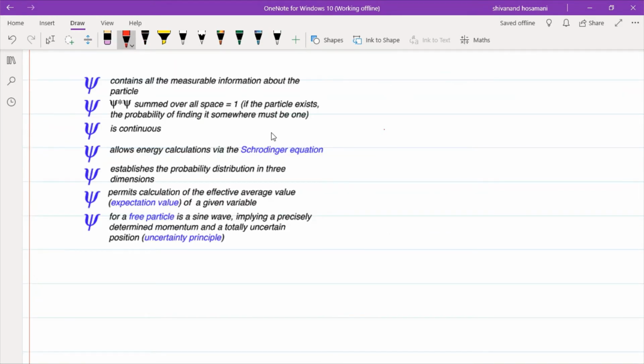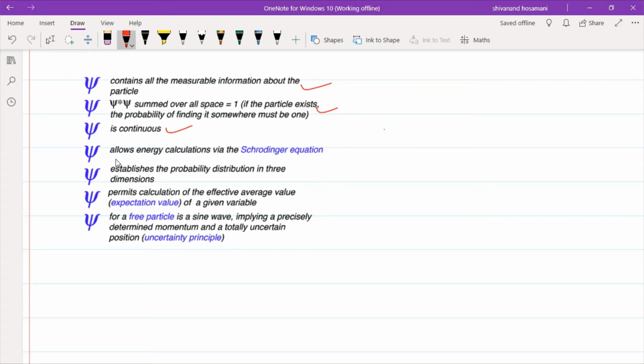The physical significance of this psi wave function or state function is that psi contains all measurable information about the particle. As I told, it gives information about the particle: where it is at time t equal to 0, where it is at a particular time t, right? Then this psi is a continuous function. I told you that psi star into psi summed over all space is equal to 1. That is nothing but the probability of finding this wave function in a particular region, which will always be equal to 1, as I will explain in the next session.